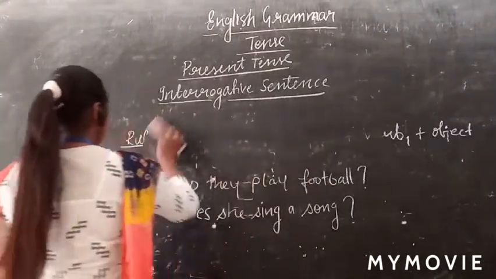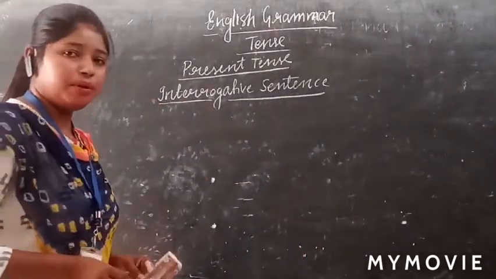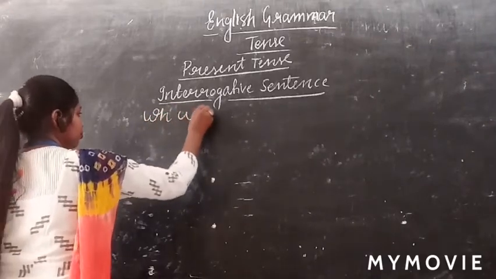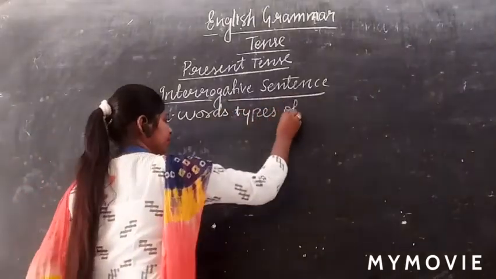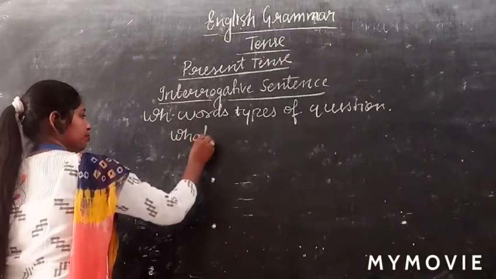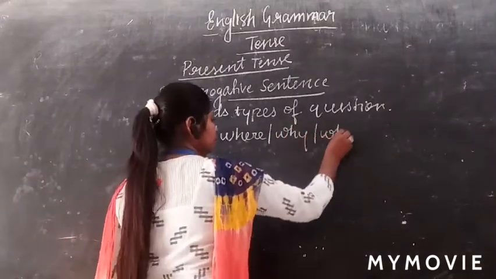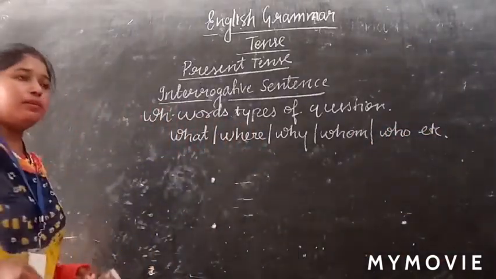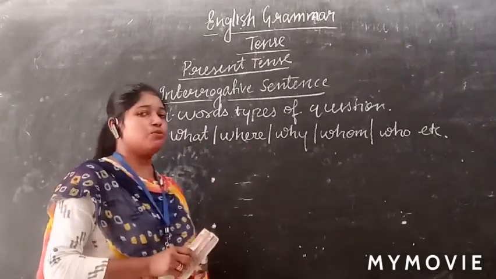Look at WH what type of questions. WH what type of question, the interrogative sentence will start with WH words. What, where, why, who, etc. Okay, when the question starts with WH words, that is known as WH words question type.